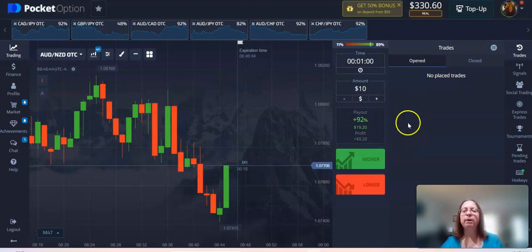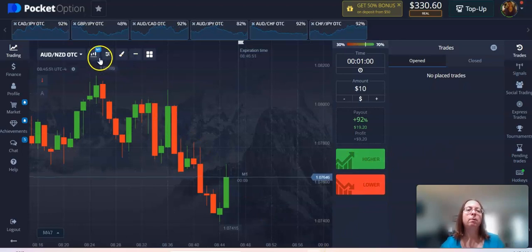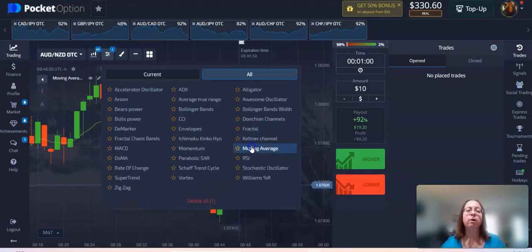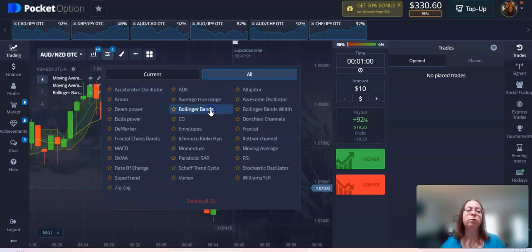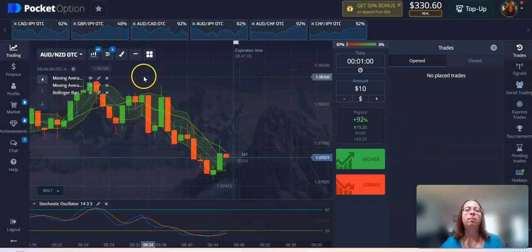Then this shows you your payout information, and higher and lower is whether you're going to do a trade going up or a trade going down. We're going to add the indicators now, and that's this button right here. We're going to be using 2 moving averages. So you will click on moving average twice, click on the Bollinger Bands, and click on the stochastic oscillator. We're going to edit the parameters of these.